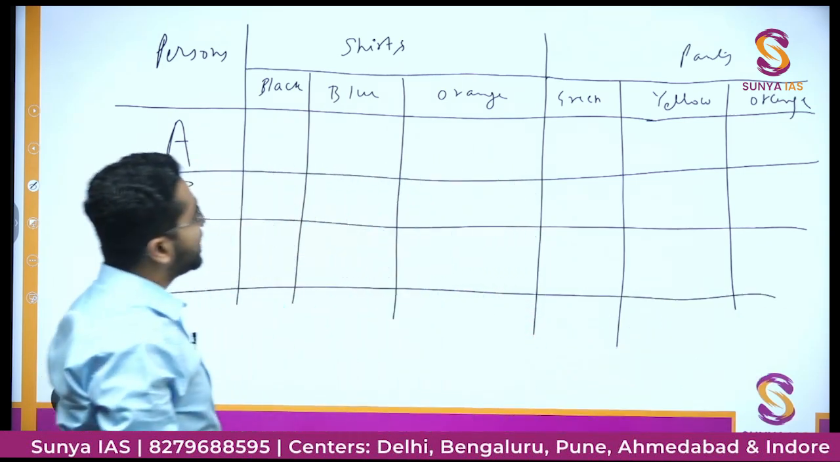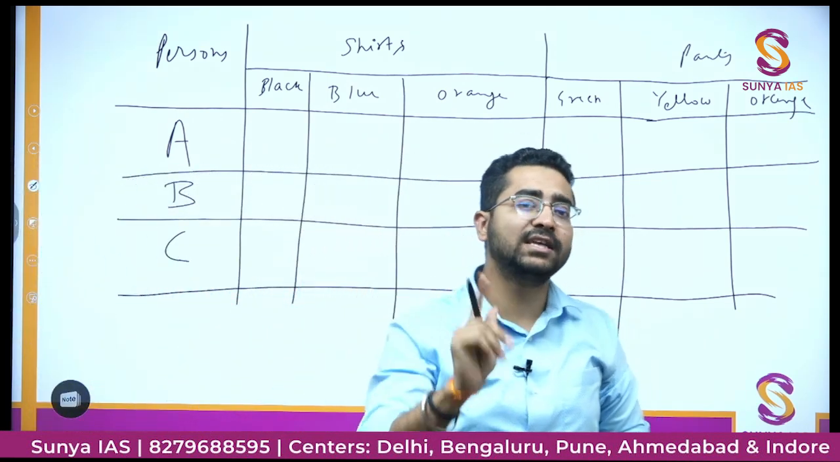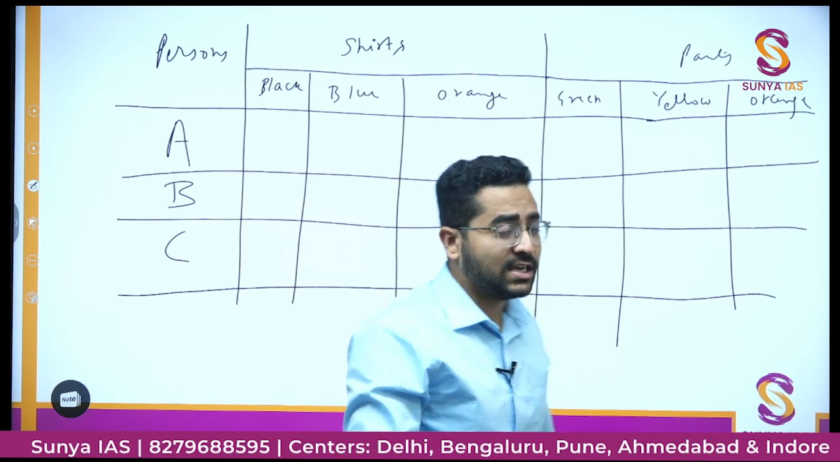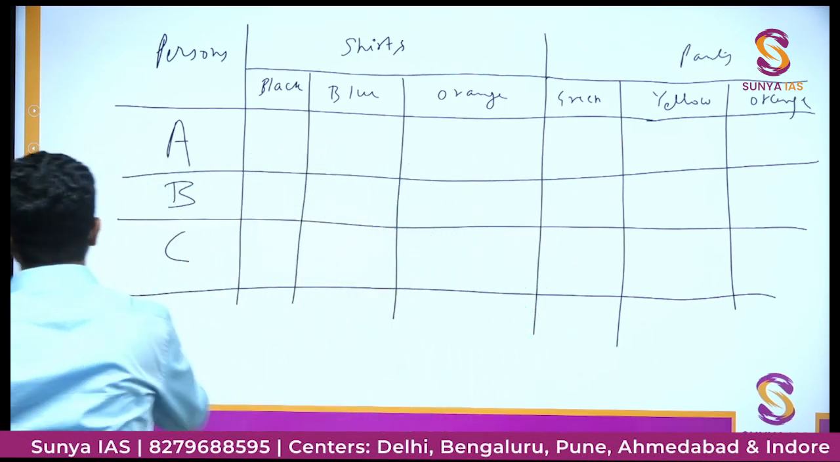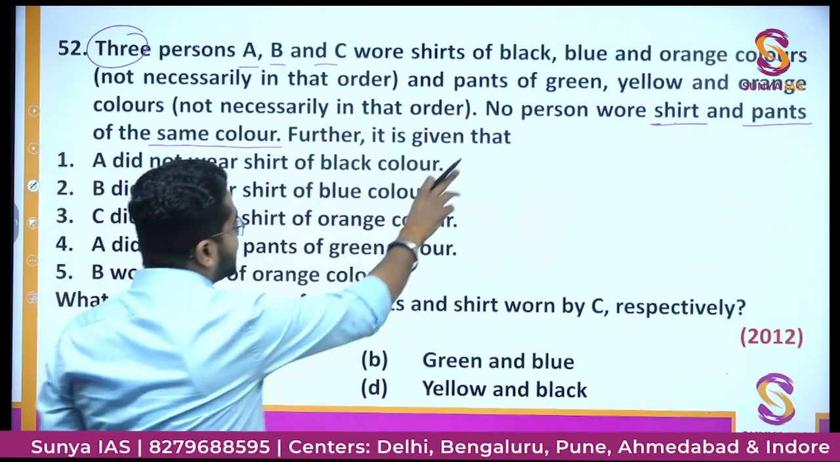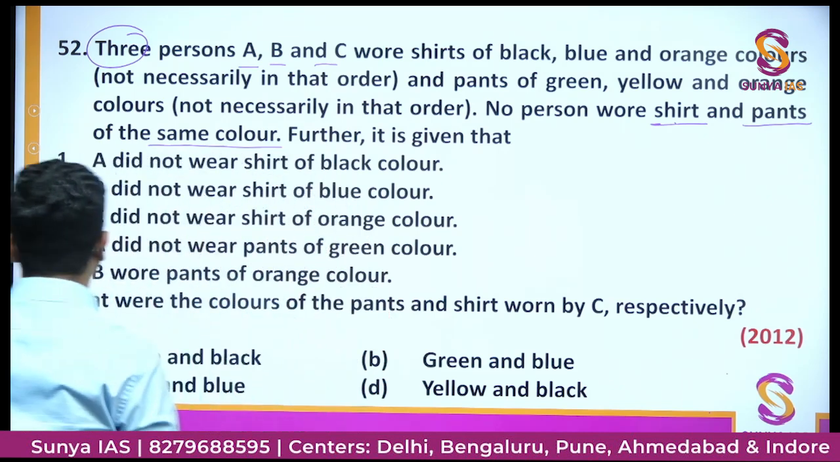Now you can see black, blue, orange, green, yellow, orange. Only one color is common, that is orange, which appears in both shirts and pants. And one statement is given at the end: no person wore shirt and pants of the same color. So shirt and pant color cannot be the same. That we need to remember.